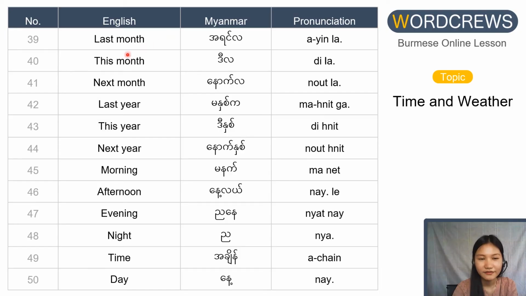The first one, last month, ayin la. This month, di la. Next month, now la. Last year, manit ka. This year, ဒီနှစ်. Next year, နောက်နှစ်.